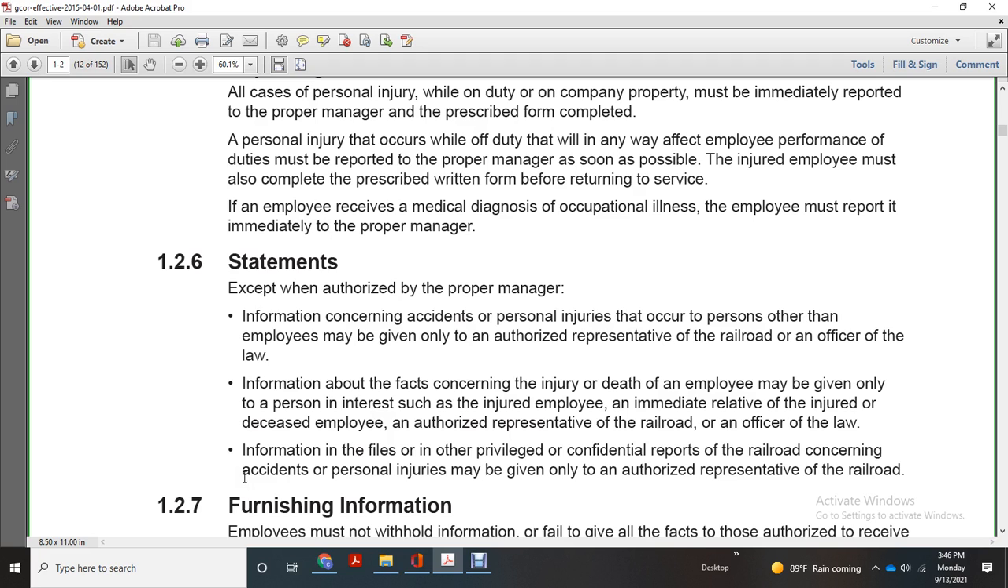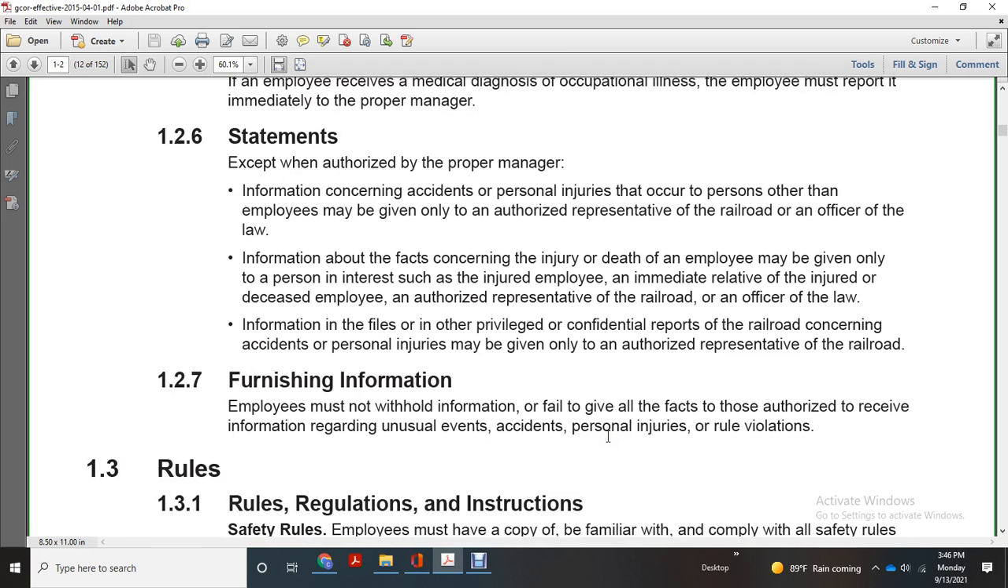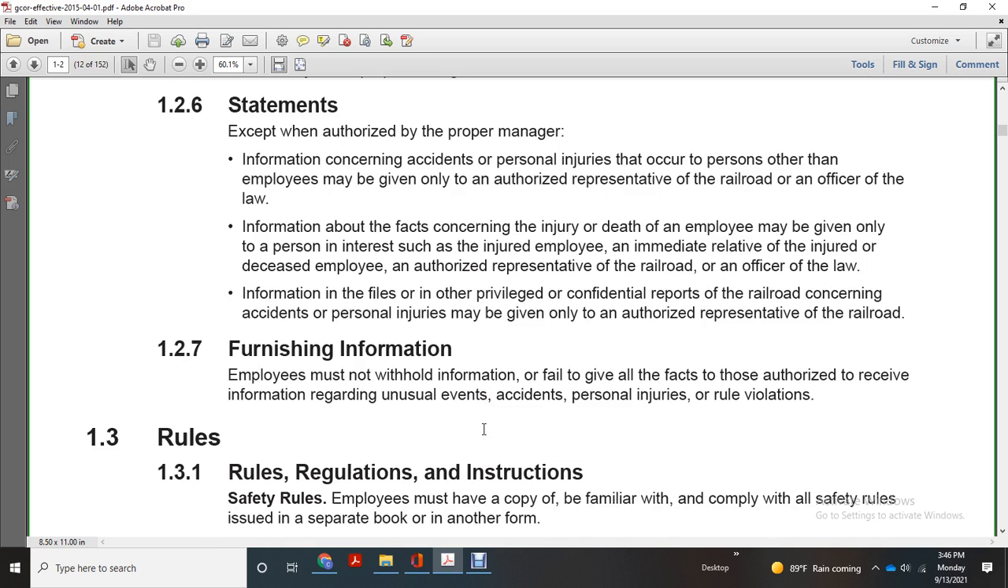Information on the files and other privileged or confidential reports of the railroad concerning an accident or personal injury may be given only to an authorized representative of the railroad. 127. Furnishing information: employees must not withhold information or fail to give all facts to those authorized to receive the information regarding unusual events, accidents, personal injury, or rules violations.